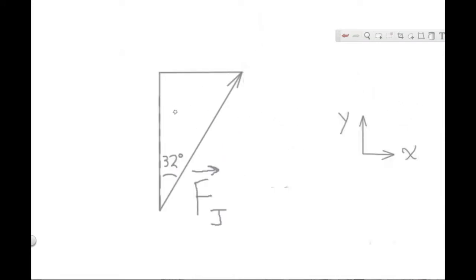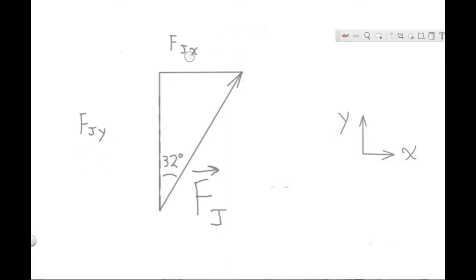Label the sides. This side is parallel to the y-axis, so this side should be labeled as Jessica's force y component. And this side was parallel to the x-axis, so this side is labeled as Jessica's force x component. If we remember, some people would call this the applied force. So then this would be the applied force x component, and this would be the applied force y component.